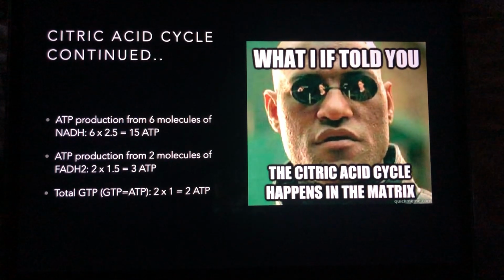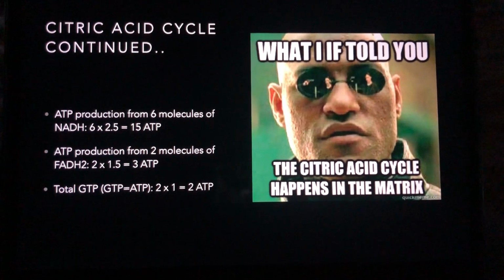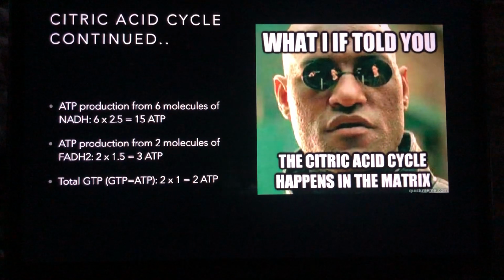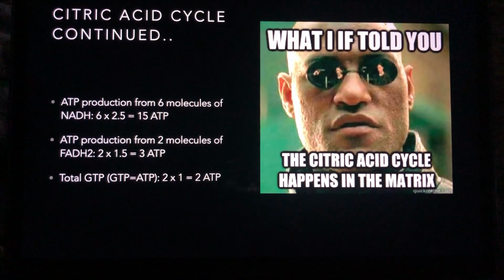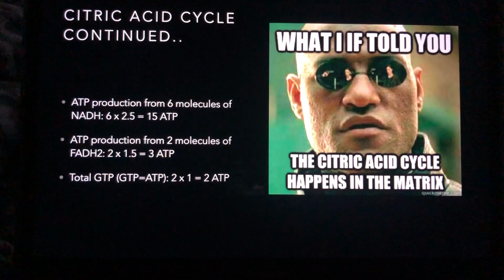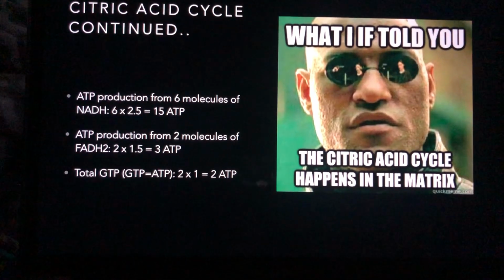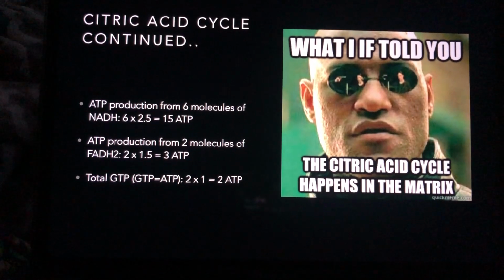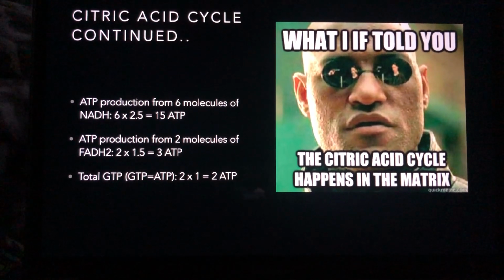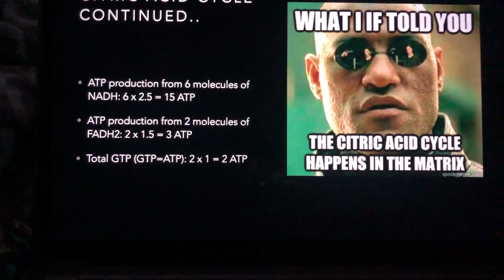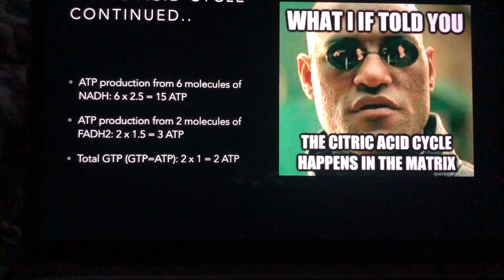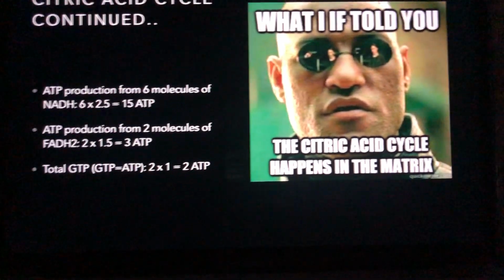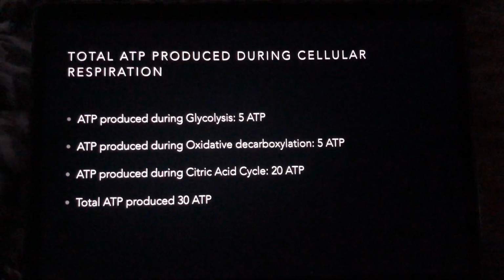And so, continuing on with the citric acid cycle, totaling up these ATP. Out of those 6 molecules of NADH that are produced, you would take 6 times 2.5, which would give us 15 ATP. And then the 2 molecules of FADH2 that are produced, you take 2 times 1.5, which would give you 3. And then we have a total GTP. So you just take 2 times 1, which gives you 2. And so all together there, 15, 3, and 2. Put a nice little meme in there.